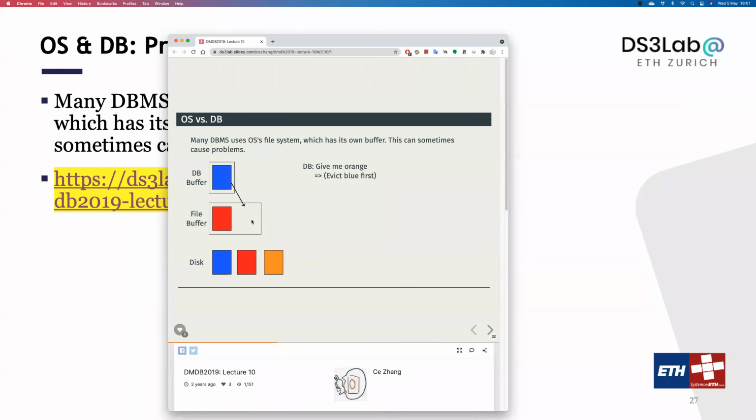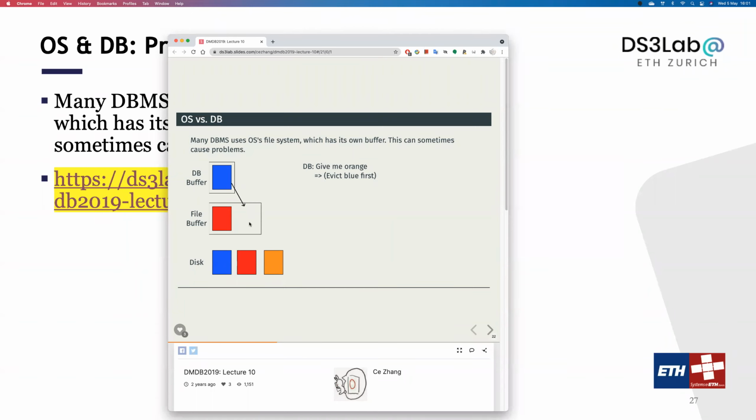Let me try to explain it again. The scenario is we need the orange stuff from the disk. The DB asks, give me the orange, and because the DB only has one slot, it has to evict the blue. But after evicting the blue, the file buffer automatically grabs the blue and takes it. Is it correct? Exactly. So it's going to grab the blue, and at some point it's going to flush it to the disk.